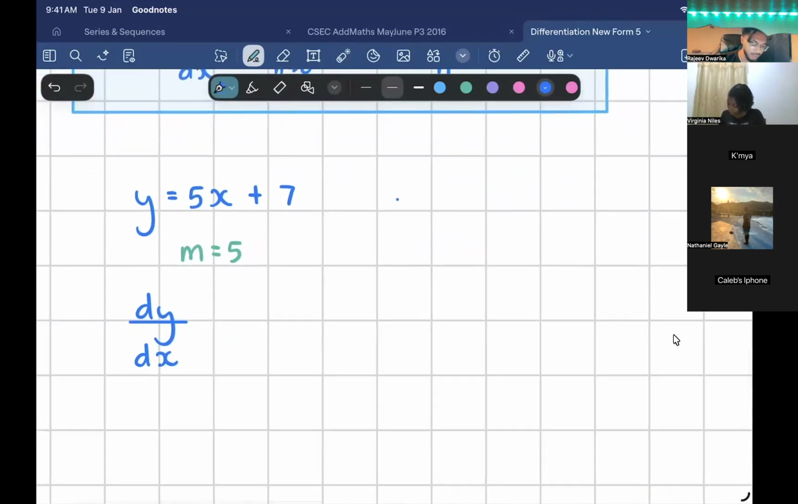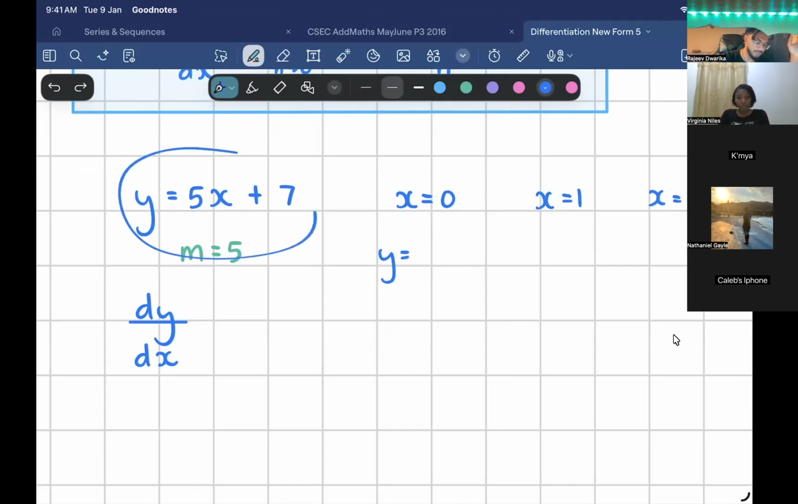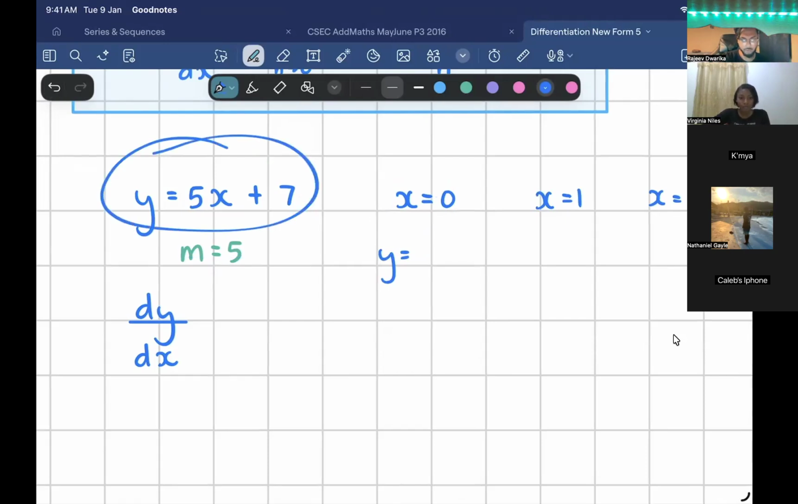I'm going to explain something. Let's just plug in a bunch of random values for x and see what changes. Look at this for yourself. I'm changing the value of x, plugging that into the function, and seeing what happens. It's another way to look at it intuitively. So if x is 0, what would I plug in? 5 times 0 plus 7. What would I get, guys? 5 times 0 plus 7 is what?